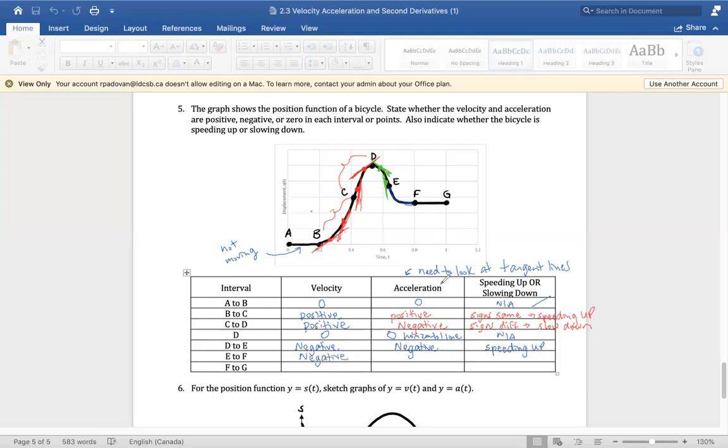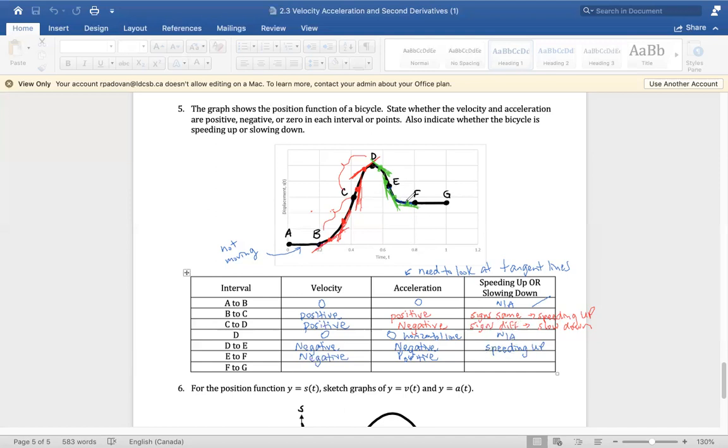And again, let's look at my tangent lines from E to F. I would start out more steep, right? And then if I get closer to F, it's less steep. So because it's going from more steep to less steep, then we're going to say that the acceleration is positive. So if velocity is negative and acceleration is positive, the signs are different, then I'm slowing down in that section.